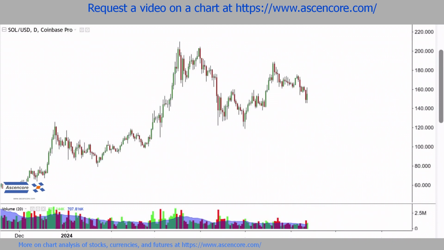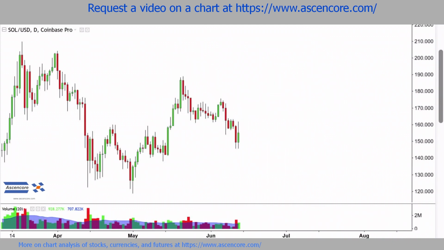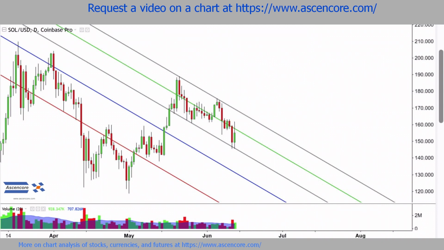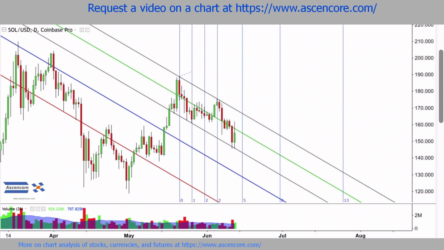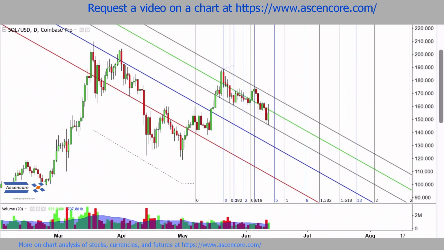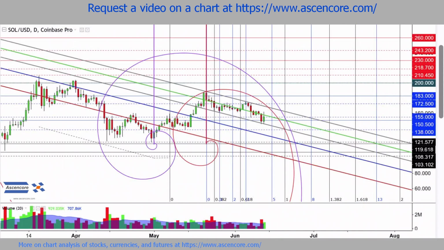Next, onto the Solana chart, where a stable decline has been at work. So stable, it provides a good reference for this Fibonacci channel. That can be complemented by this regular and trend-based Fibonacci time zone combination, followed by this pair of fib spirals.